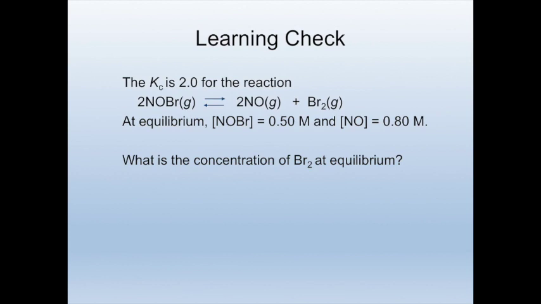The equilibrium constant is 2.0 for the reaction of nitrosyl bromide (NOBr) to produce nitric oxide and bromine gas. So at equilibrium, NOBr has a concentration of 0.5 molar and NO has a concentration of 0.8 molar. What is the concentration of bromine gas at equilibrium?